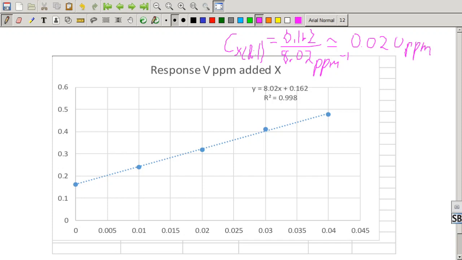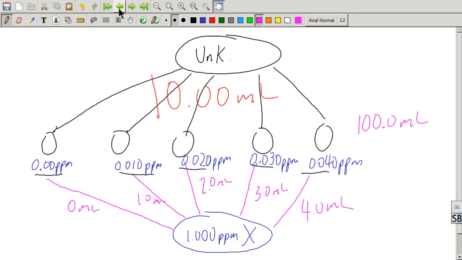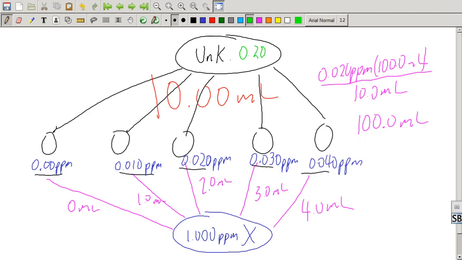So then, if that's true, what is the concentration of lithium in the unknown? Here's what you can think about. To make these solutions, which we know are 0.020 parts per million, we took 10 milliliters of the known, screwing this up again. I had 100 milliliters of that solution, but I made that solution by taking 10 milliliters of the unknown. And so here, this is going to translate into 10 times as much, which means this solution has a concentration of 0.2 parts per million of X.